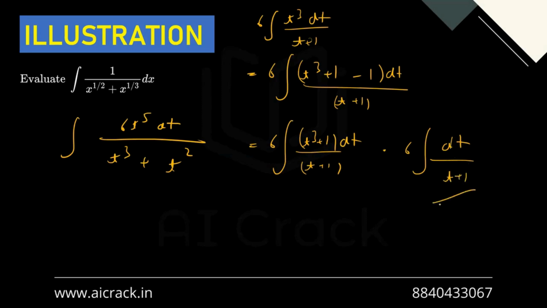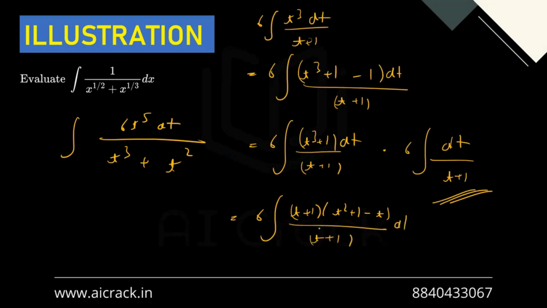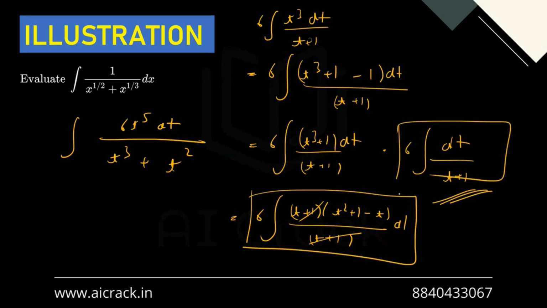Now this has become the standard format. We have to calculate this one now. Now t cube plus 1 can be written as 6 times t plus 1 multiplied by t square plus 1 minus t. Right? Basically a cube plus b cube is a plus b times a square plus b square minus ab, divided by t plus 1. Okay, dt. Now this and this get cancelled out. Now this again becomes the standard integral. So this one is the standard one and this one is the standard one, right? So we have to do it like this.